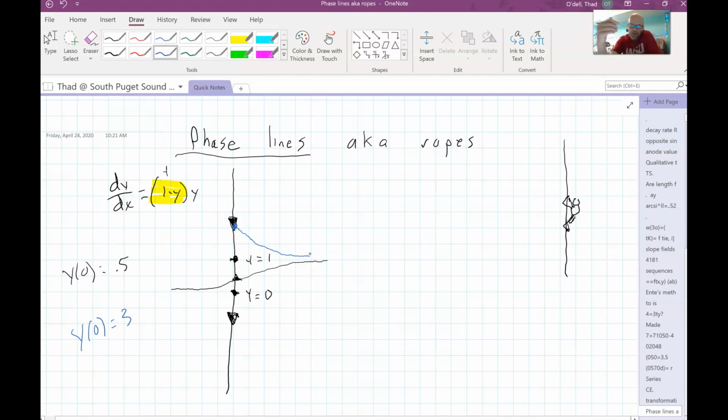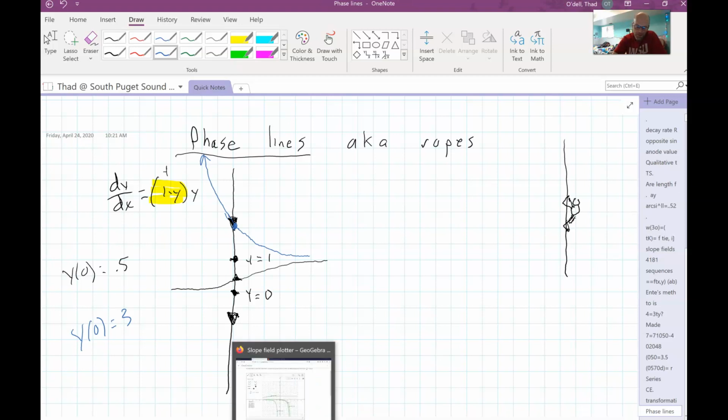And if I go backwards in time, a negative slope means that I would go up. And notice there's no equilibrium point above me. So in this case, he's just going to head up to space.